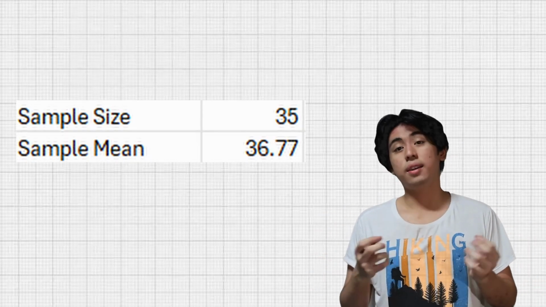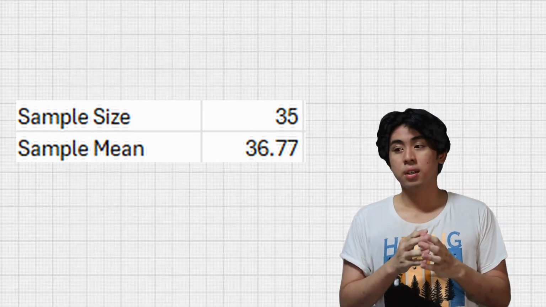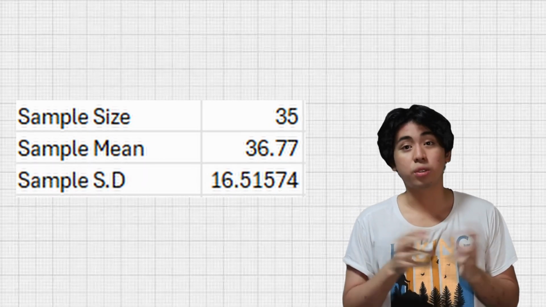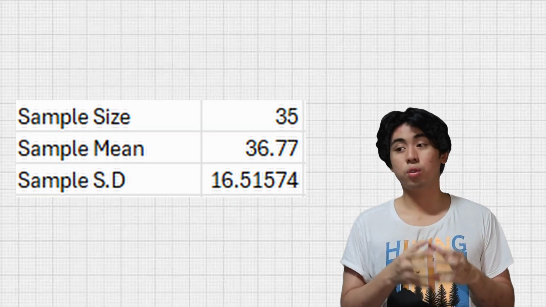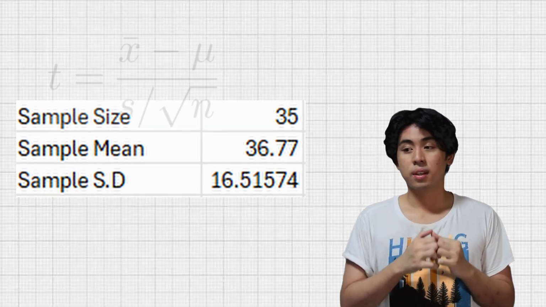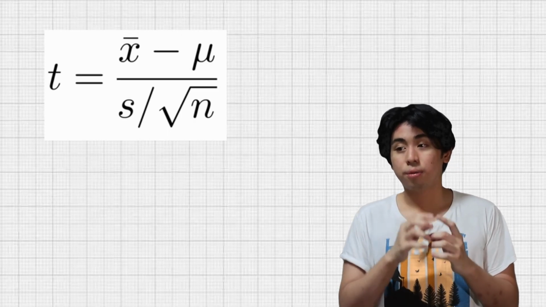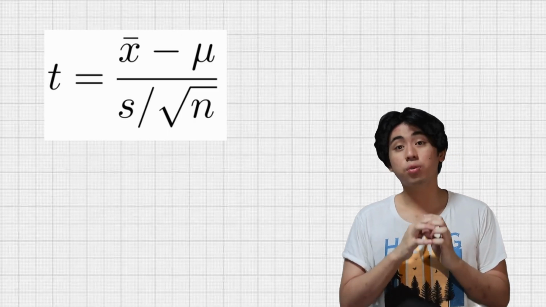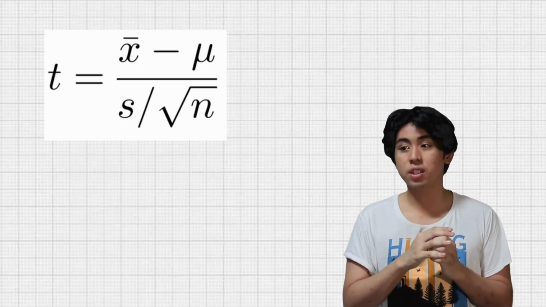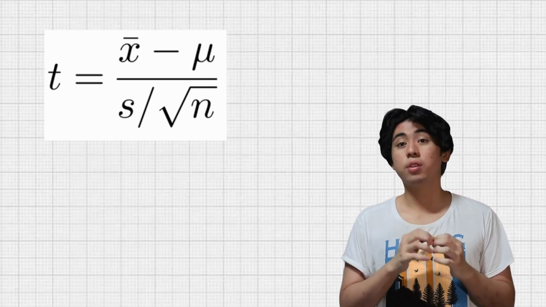The sample mean, as we calculate using the Excel formula, is 36.77. Then the sample standard deviation, as we also calculate using the Excel formula, is 16.515. We will round off to 3 decimal places for this one. Then we will do the test statistic, where we get 36.77 minus 14 over the standard deviation of 16.515 divided by the square root of 35.